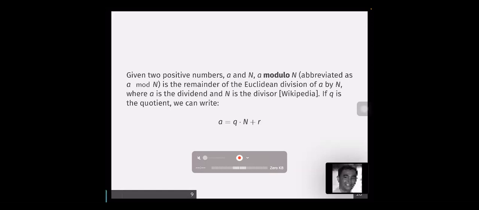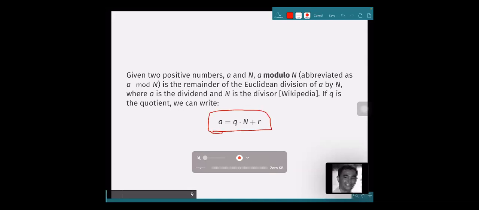Okay, so for example, what is 15 modulo 7? What is the remainder when you divide 15 by 7? The answer is 1, no? Because 7 times 2 is equal to 14, but 15, the remainder is 1. So 15 modulo 7, the remainder is 1.